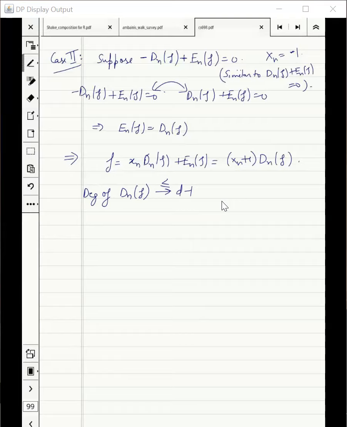So it should be equal to d minus 1. Actually, yes, you are correct. This will be equal to D. I can be more precise. Not just that it is less than or equal to D minus 1, I can say actually it is equal to D, if the degree of f is equal to D. Okay.